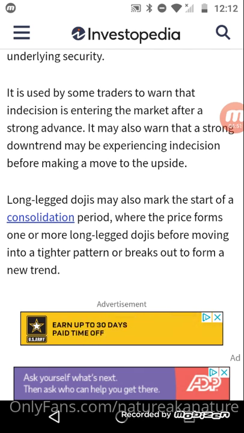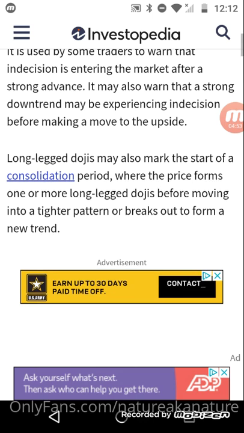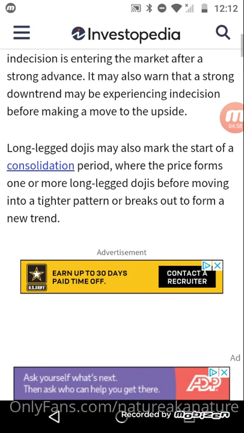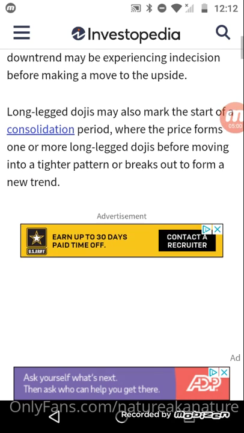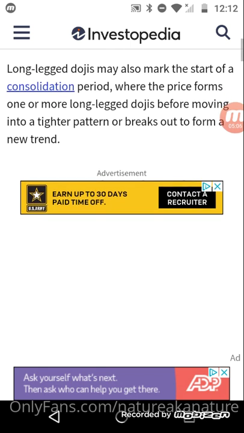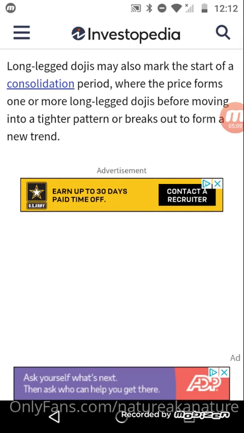I can tell you that right now. Long-legged dojis may also mark the start of a consolidating period, and it does. The long-legged doji does mark the start of a consolidating period, and it'll be consolidating for a while. For me, it might be for a whole day.